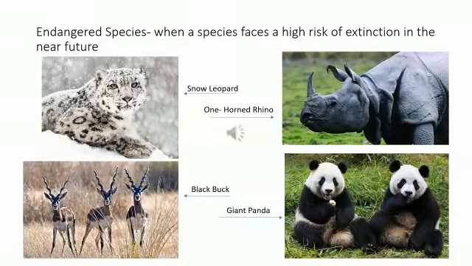Endangered species. When a species faces a high risk of extinction in the near future, they will be termed as endangered species. In the near future, in the sense maybe 30 or 35 years, if they are not taken care of, they are going to go extinct. So such a species will be called an endangered species. Examples: snow leopard, one-horned rhino, black buck and giant panda.